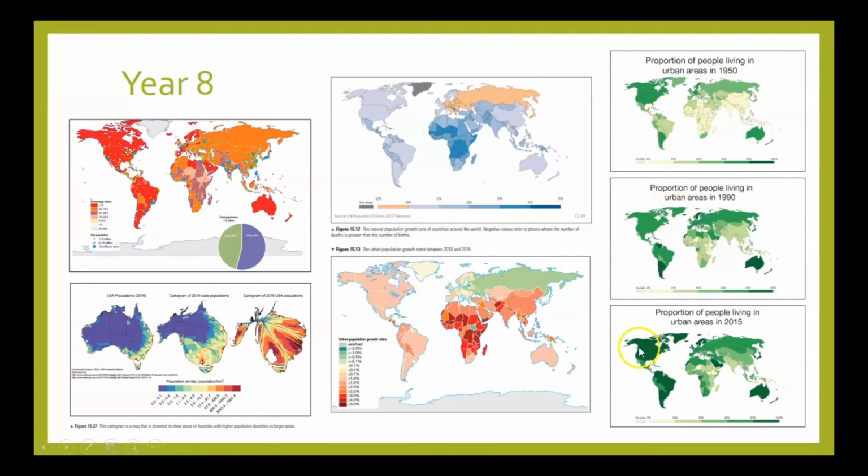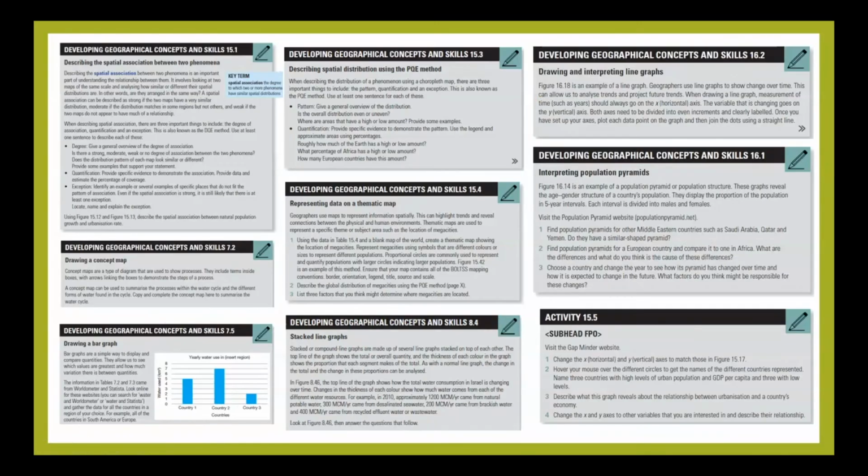And another type of mapping skill that we have a look at is the change in distribution over time. So here's the same variable, having a look at it in 1950, 1990 and 2015, and students can track how that's changed, in this case, the proportion of people living in urban areas.